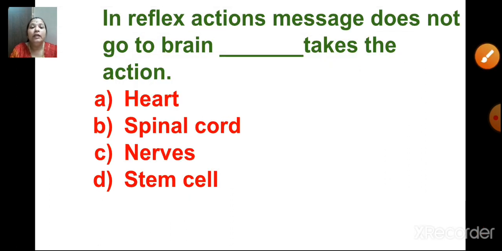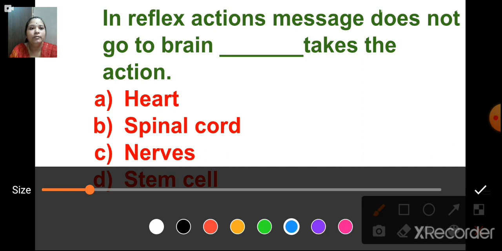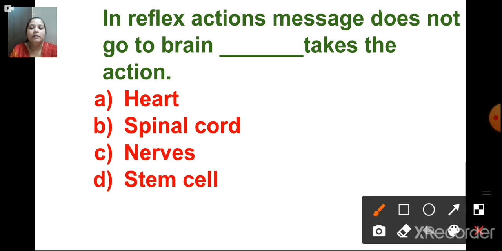Now, in reflex actions, the message does not go to the brain. Dash takes the action, and the options are heart, spinal cord, nerves, stem cell. The answer is B. Spinal cord. In the case of a reflex action, the message does not go to the brain and the spinal cord takes the action.